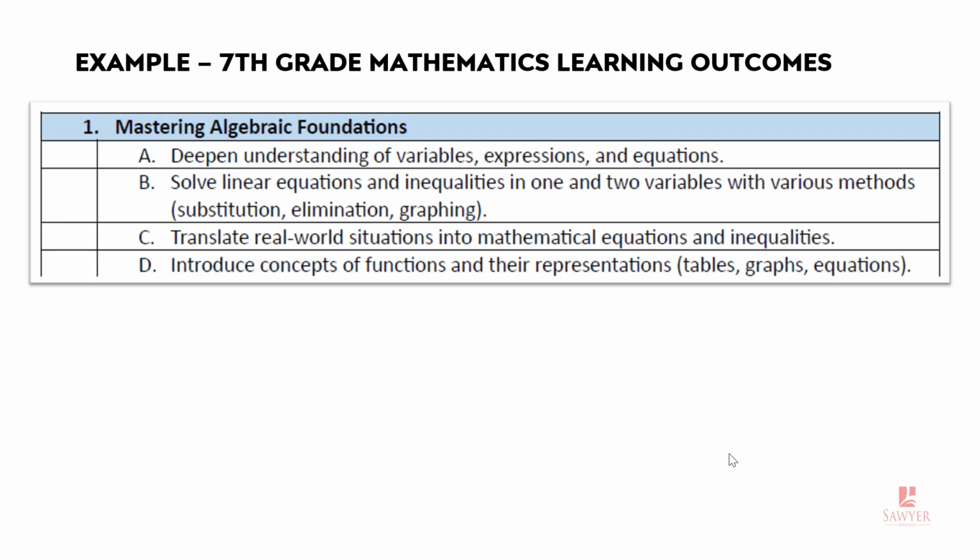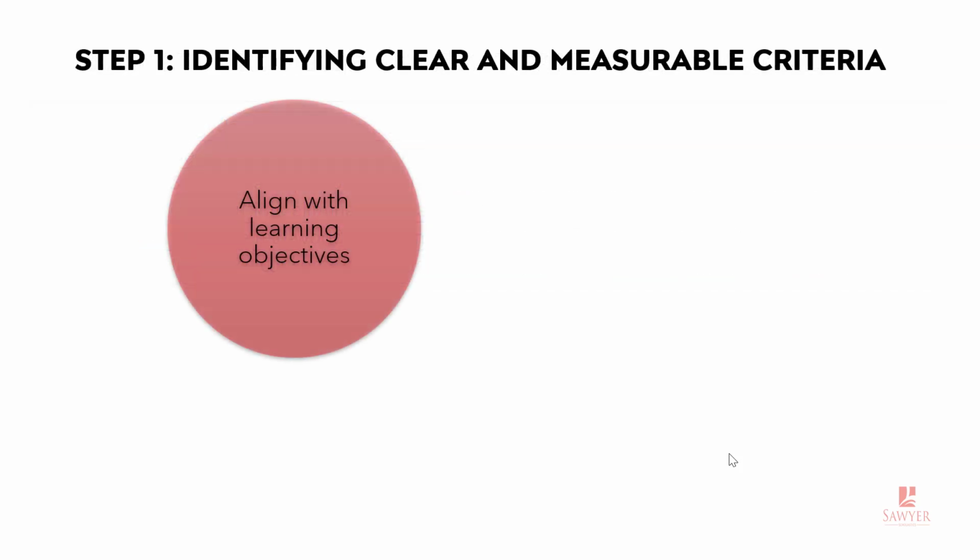Let's use an analytic. With this, we'll just use the first one. We'll use Mastering Algebraic Foundations A, Deepen Understanding of Variables, Expressions, and Equations. We'll just separate that one sub-outcome into its own rubric, and we will use an analytic rubric for this one. We want to analyze each of the different steps or each of the different objectives within our outcome. So we're going to use analytic, and analytic works very well for math and science, by the way.